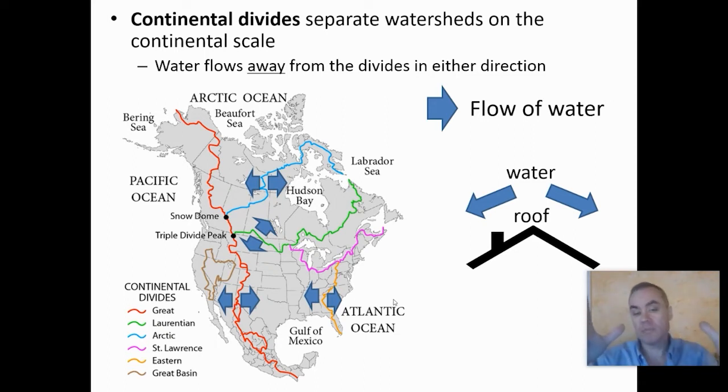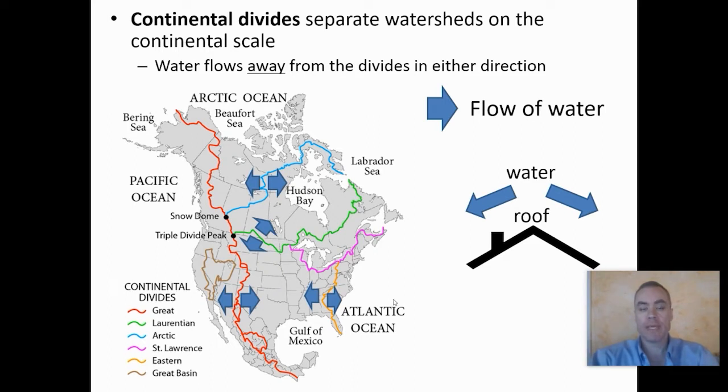Sometimes water doesn't flow off into an ocean. It just flows inward into a lake. And that's the case in the western part of the U.S. You see the Great Basin, that brown line that makes a big sort of circular shape. It's a giant bowl shape between mountains, a giant basin. And so in that basin, the water doesn't flow out to the oceans. It flows inward to lakes like the Great Salt Lake.